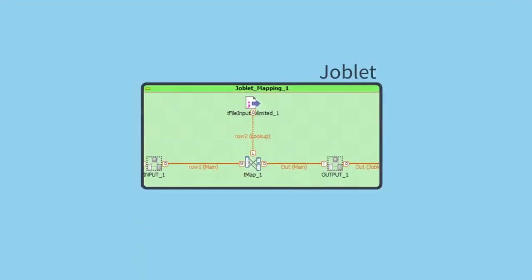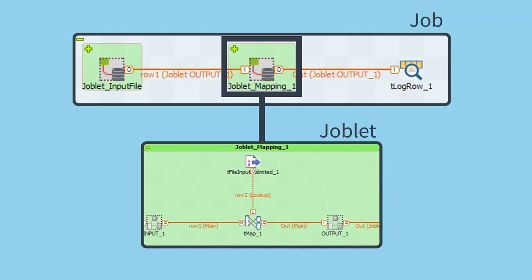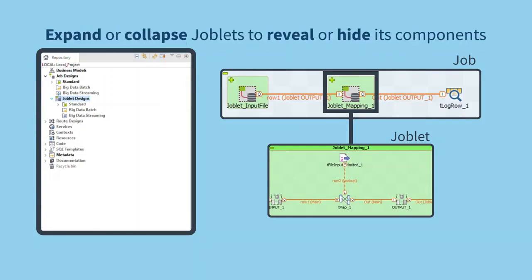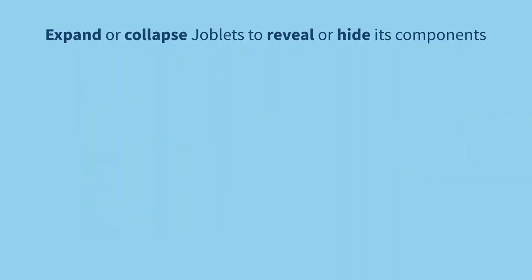A joblet is a component that replaces a group of components from a job. They're stored in the repository view of Talend Studio, and you can reuse them multiple times in the same job or different jobs. In the designer, you can expand or collapse your joblet to reveal or hide its components.